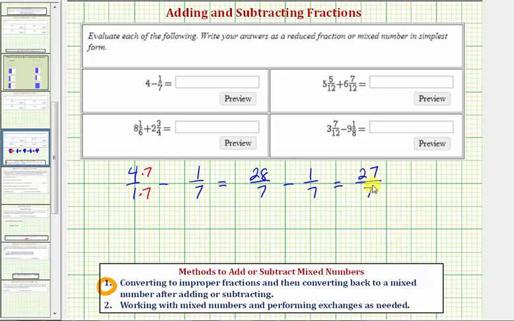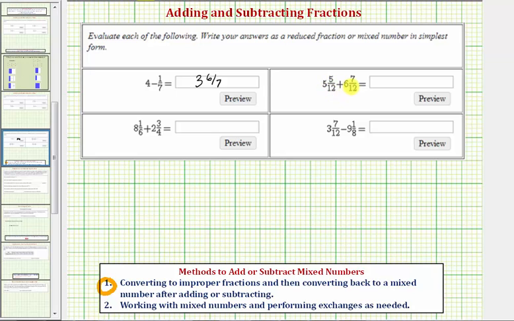Remember, a fraction bar means division, so we can write this as 27 divided by 7. And there are 3 7s in 27. 3 times 7 equals 21. We subtract. We have a remainder of 6, which means 27 sevenths is equal to 3 and 6 sevenths, the remainder over the divisor. And hopefully we can recognize this answer just by looking at the problem. If we have 4 and we subtract 1 seventh, that would leave us with 3 and 6 sevenths.